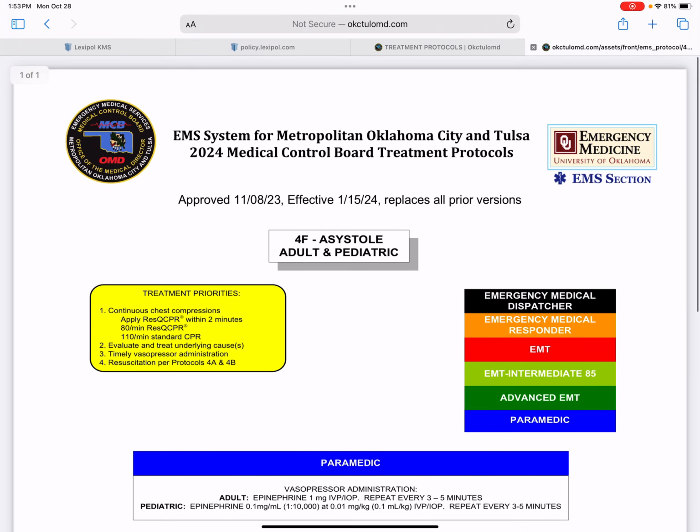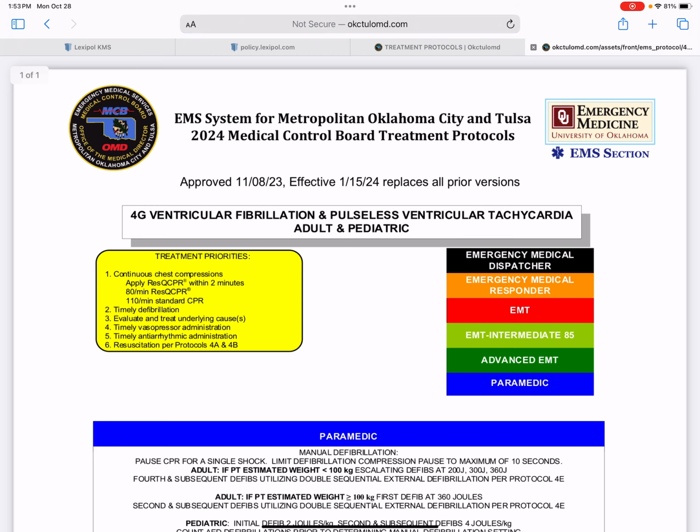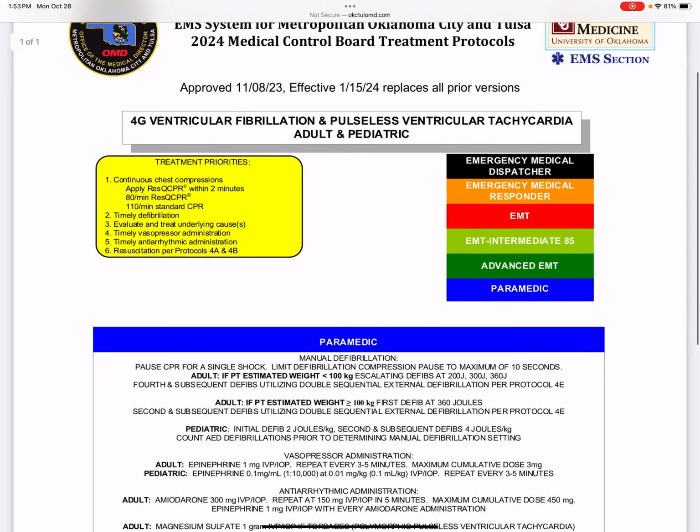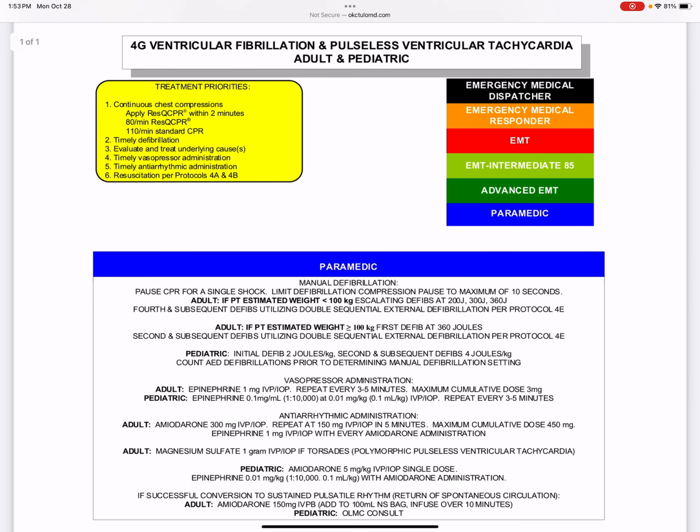So we're going to go out of here and we're going to go straight into 4G, which is your VFib pulseless V-TAC adult and pediatric. The only treatment priorities in the yellow box that are added on this is number 2, which is timely defibrillation, and then number 5, which is timely anti-arrhythmic administration.